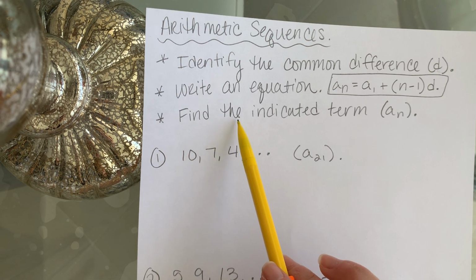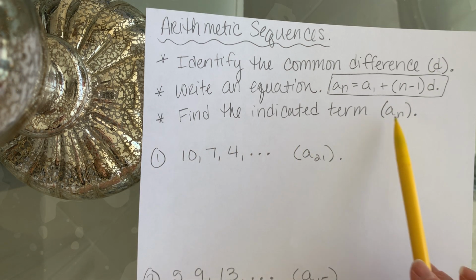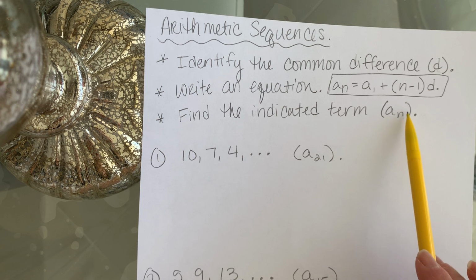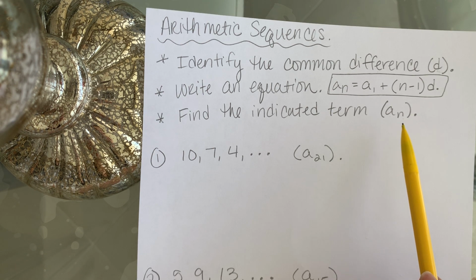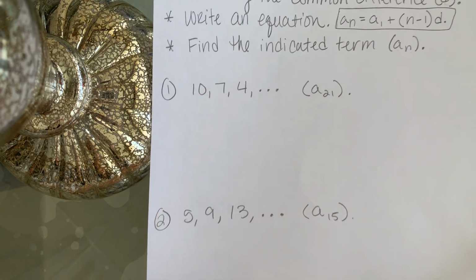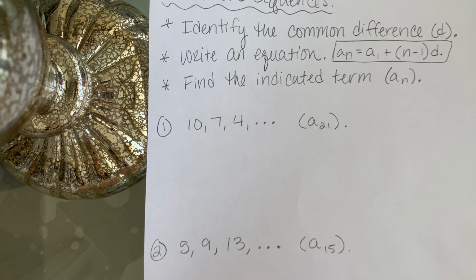Then you're going to find the indicated term, a sub n. Now, n is going to be replaced by a number here, so that means you're going to find whatever that term is within the sequence. So let's look at our first example here.